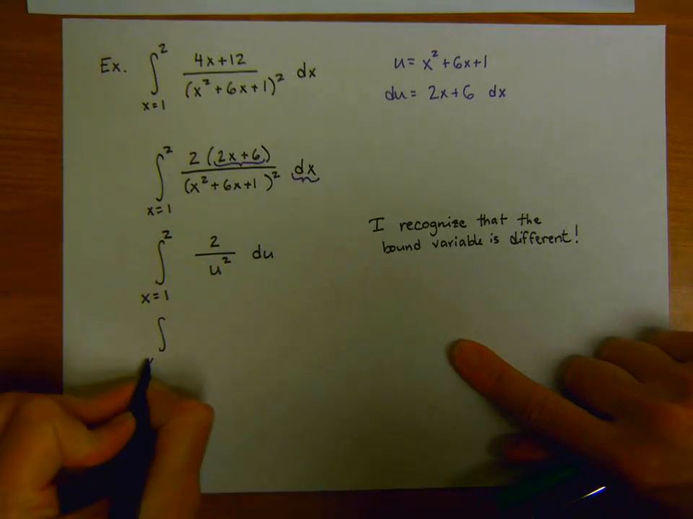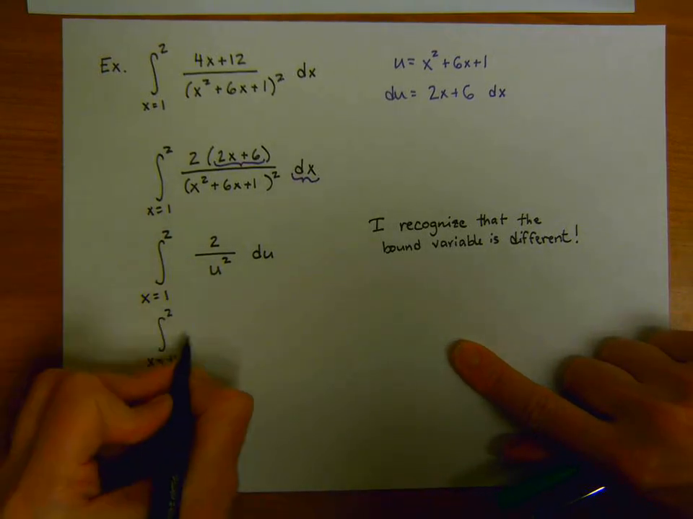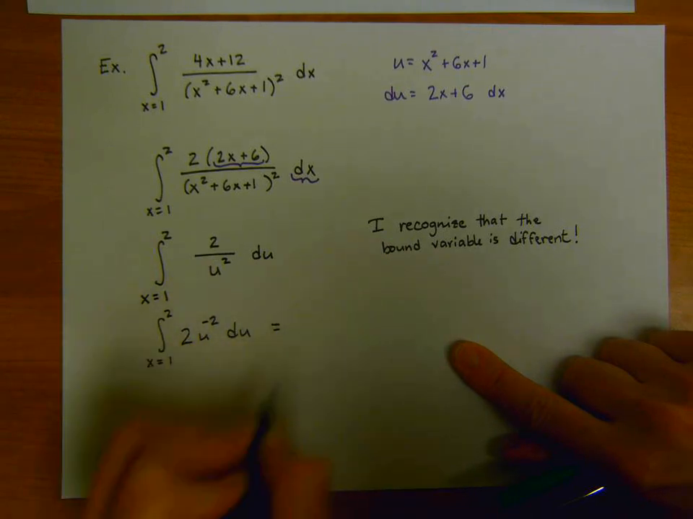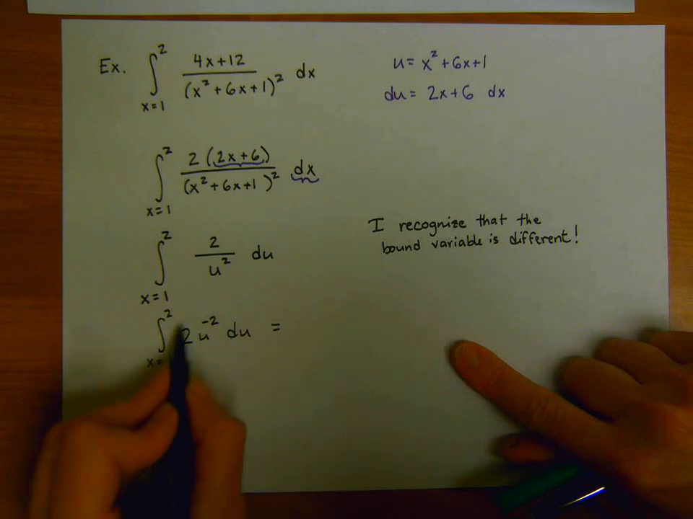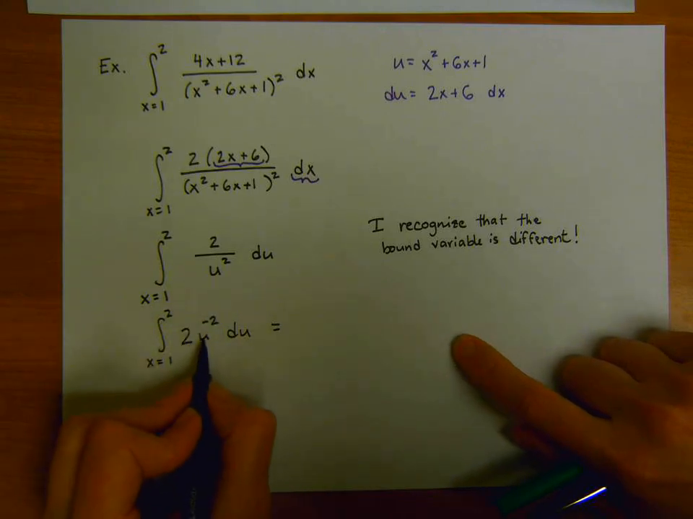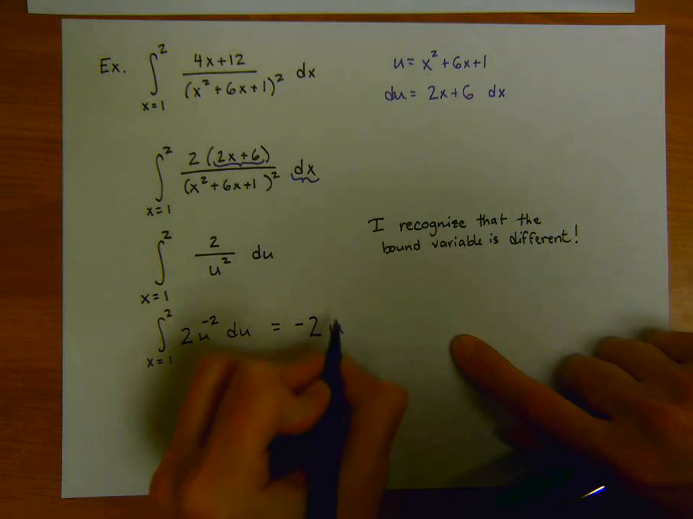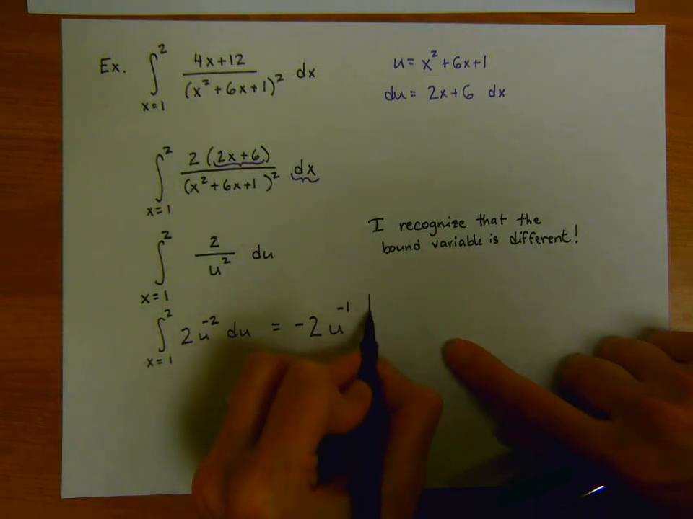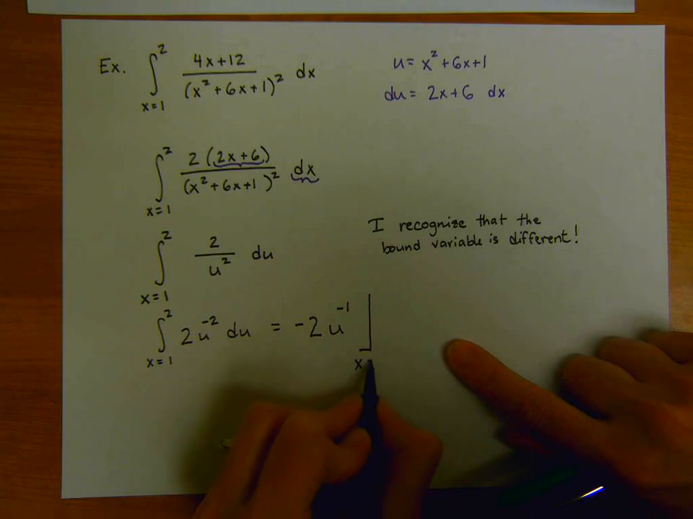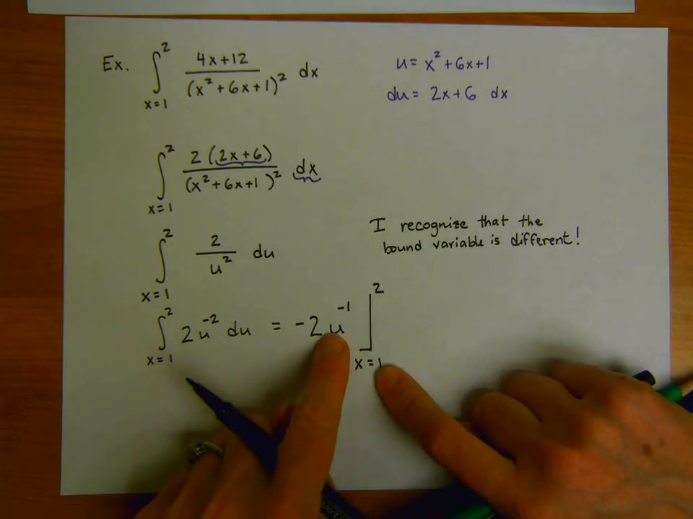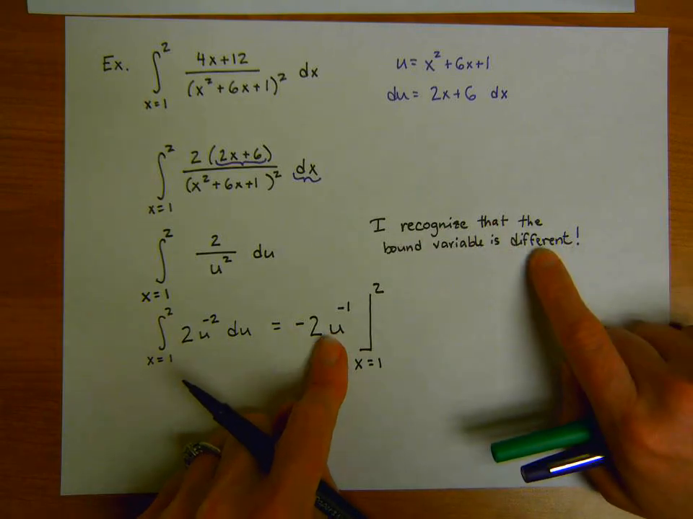This is the integral as x goes from 1 to 2 of 2u to the negative 2 du, which is, let's compute this integration. Again, it becomes negative 2u to the negative 1, evaluated as x goes from 1 to 2. Notice this x doesn't match this u. I can't plug it in. I recognize that the bound variable is different.